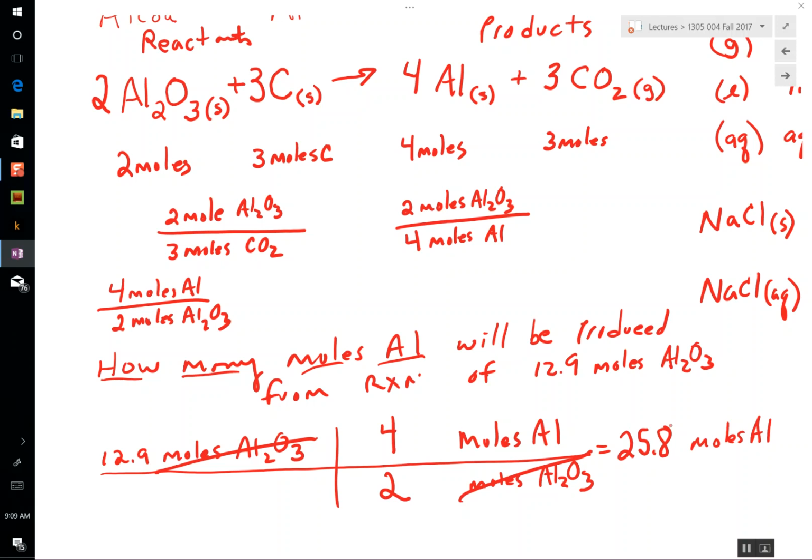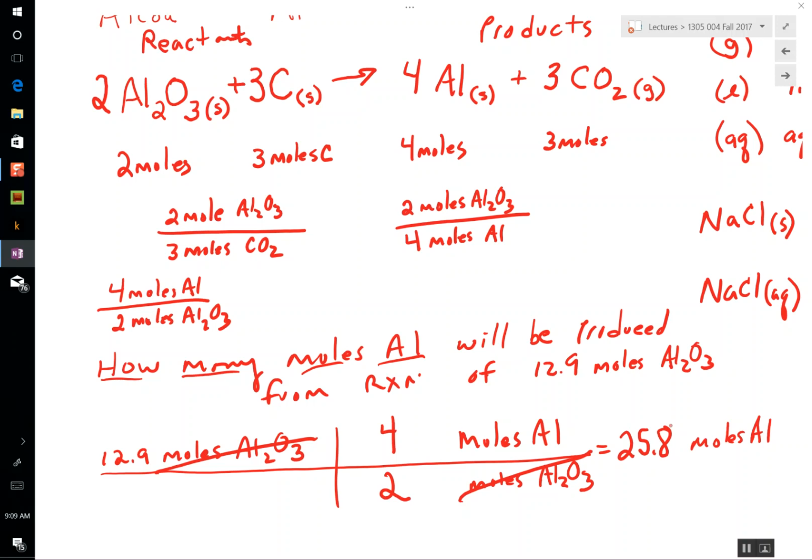Know that kind of where we're going is, here we got a pretty straightforward question. How many moles of aluminum can you produce from 12.9 moles of aluminum oxide? Imagine the question. This is what the question will ultimately be. How many grams of aluminum can you produce from 595 grams of aluminum oxide?